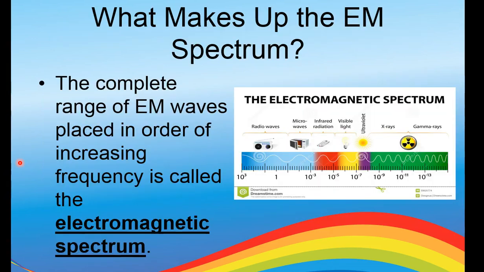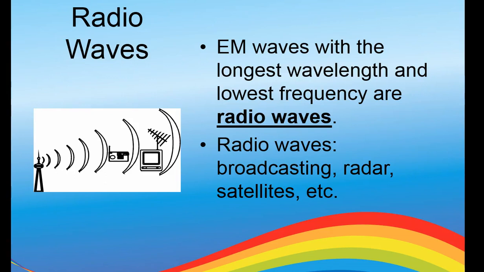That's crazy fast. All right, so the electromagnetic spectrum is made up of different types of waves that increase in order of frequency. We start off with radio waves that are really low frequency, and we move through microwaves, infrared rays, visible light, and by the way, these are the only wavelengths that we can see of the electromagnetic spectrum. UV light, X-rays, and then finally gamma rays. All right, so let's start with radio waves. EM waves with the longest wavelength and lowest frequency are radio waves.